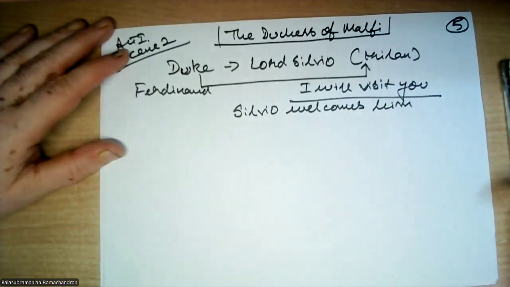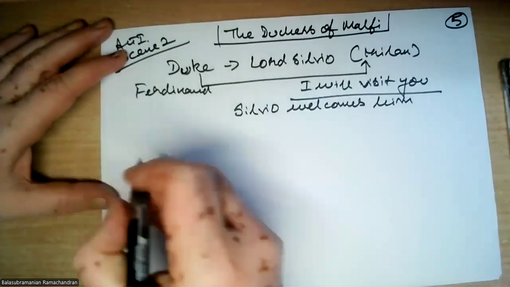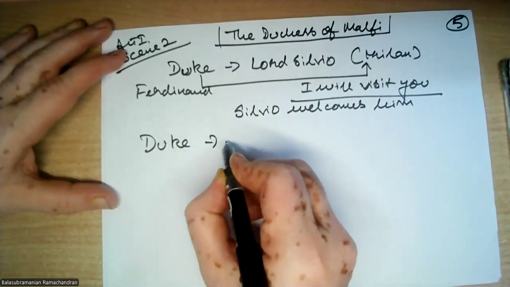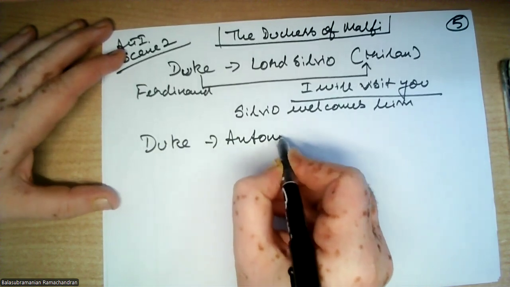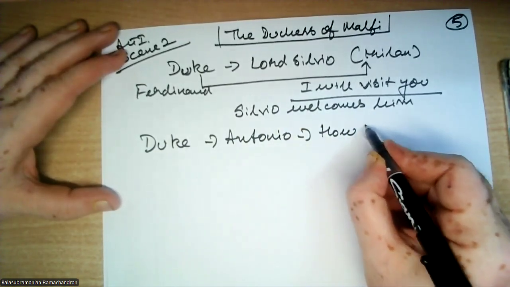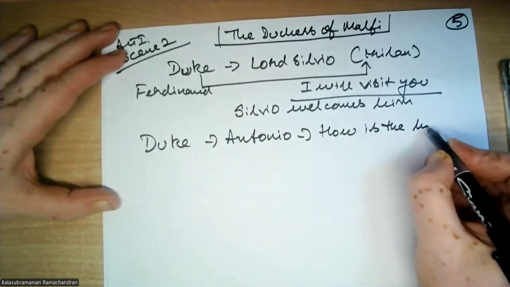Now, then Ferdinand, the Duke, asks Antonio, now that Antonio has come back from France, how is the horsemanship in France? What do you mean by horsemanship?